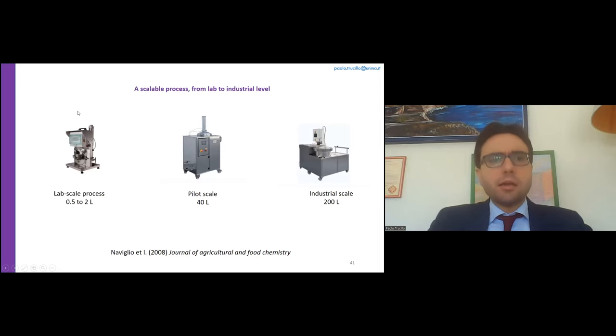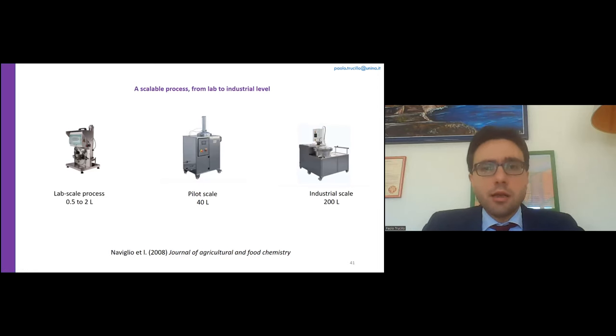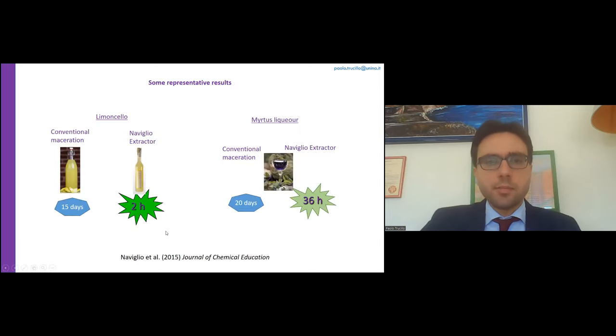This process is versatile, as I said, but also scalable to industrial level. That's why we first created a lab scale process from half a liter to 2 liters, working in batches, then the pilot scale of 40 liters working batches, and then the industrial scale of 200 liters.